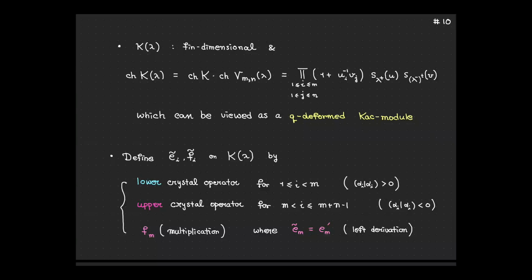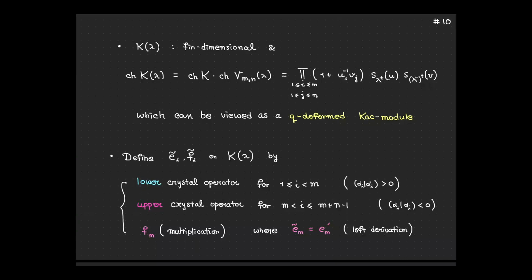crystal base theory again. So I want to construct the crystal base of this q-deformed Kac module. First, I would like to define more precisely what the crystal operators should be here. As in the case of the polynomial representation, the crystal operators are lower or upper. If the simple root has a positive square norm, then we define the crystal operator for that simple root to be the lower crystal operator, and if it is negative, then we use the upper crystal operator.